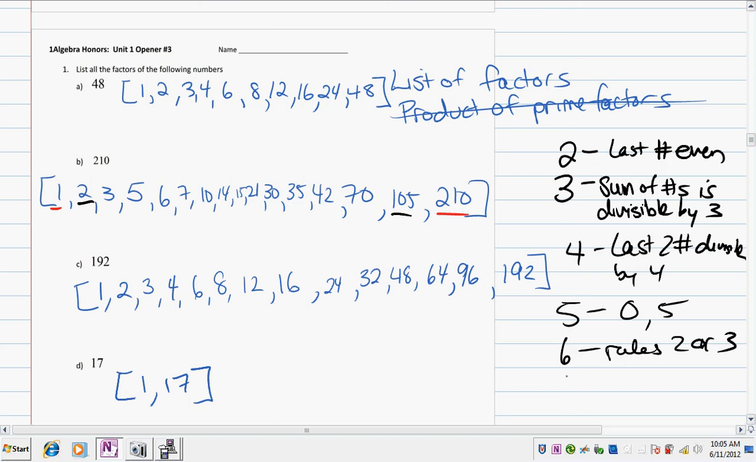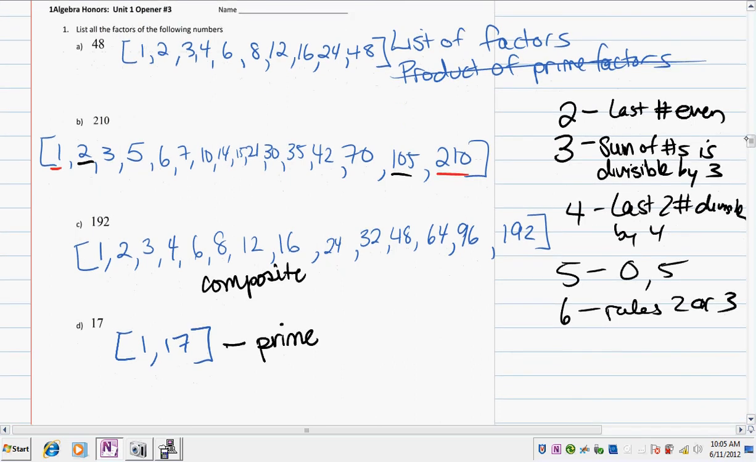So 48, 210, and 192, you'll notice have a bunch of factors. 17 only has 1 and 17. And when the only factors are 1 and itself, we refer to this as a prime number, whereas these others are referred to as composite numbers, because they are made up by more than just 1 and itself. So hopefully this gives you a flavor of how to list factors, what it means to list factors, as well as what a prime and a composite number is.